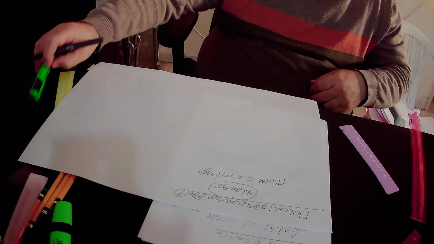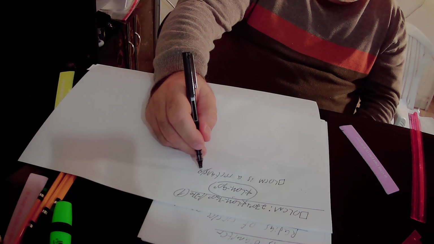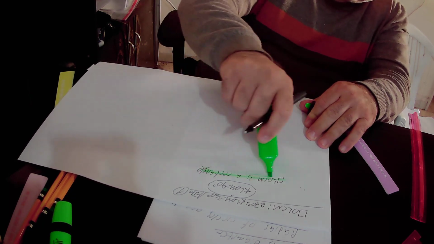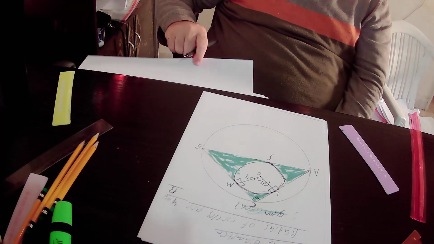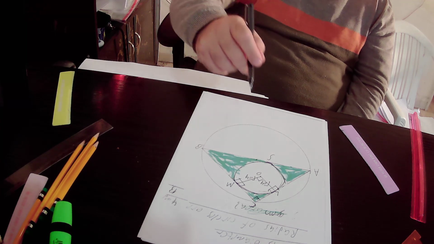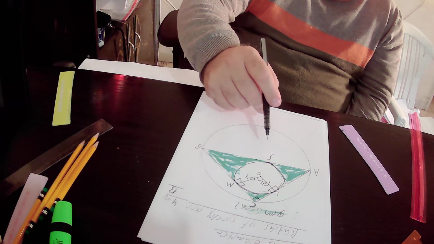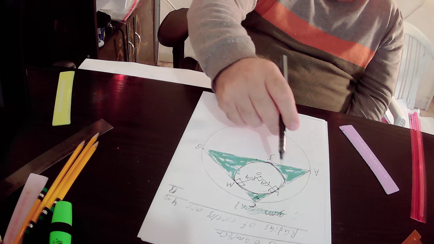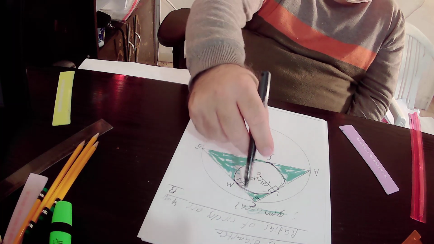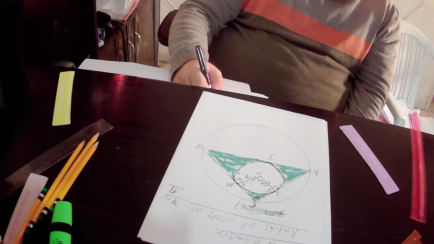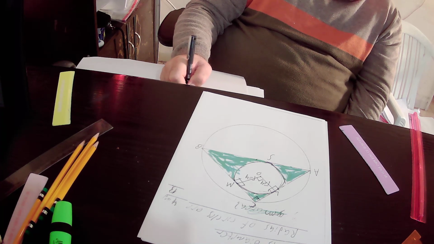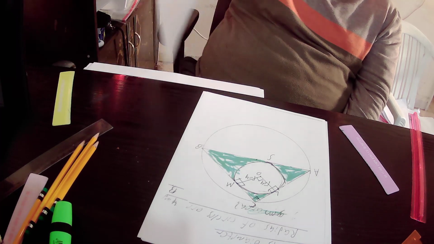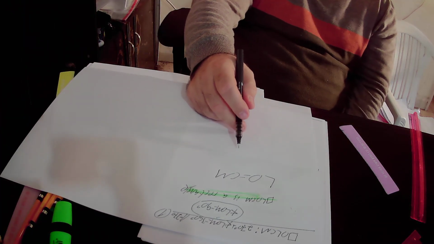But we also know that the opposite sides of a rectangle are equal to each other. That is to say, the opposite sides of a rectangle LOCM are equal to each other. What does it mean? It means that LO equals CM. NO equals CM according to the rule that the opposite sides of a rectangle are equal to each other. We get that NO equals CM.